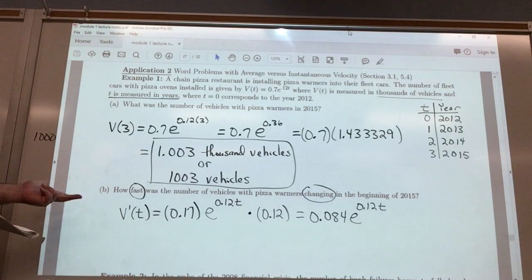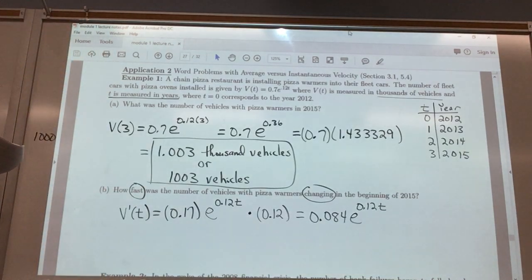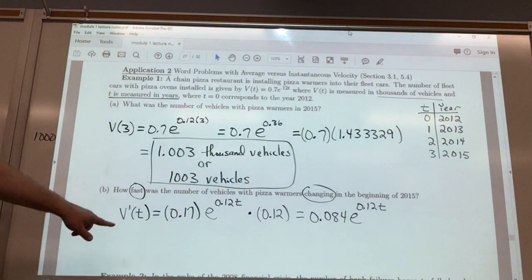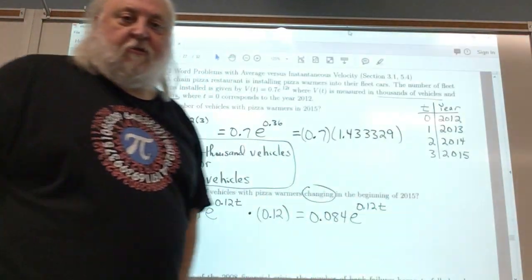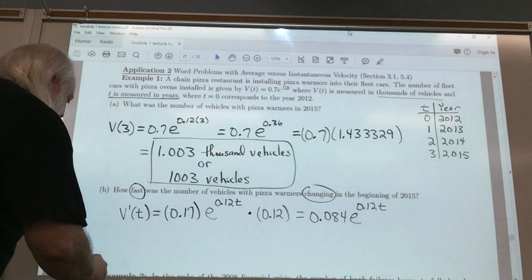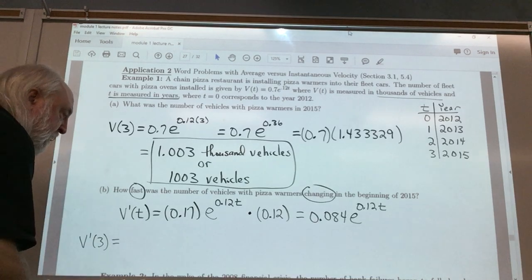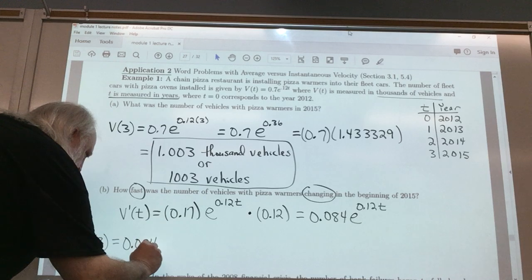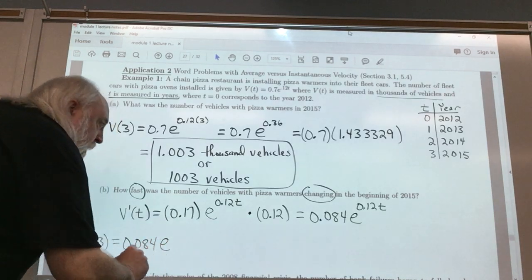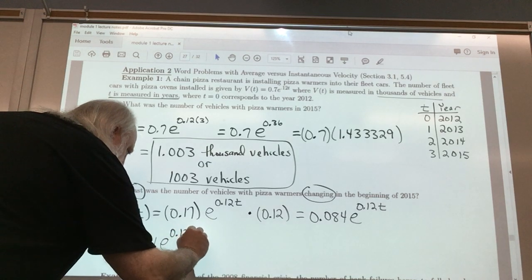Now to find how fast the number of vehicles with pizza warmers are changing at the beginning of 2015, we just plug in t equals 3. Because t equals 3 corresponds to the year 2015. So v prime of 3 is equal to 0.084 times e raised to the 0.12 times 3 power.